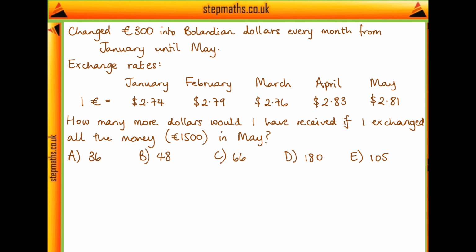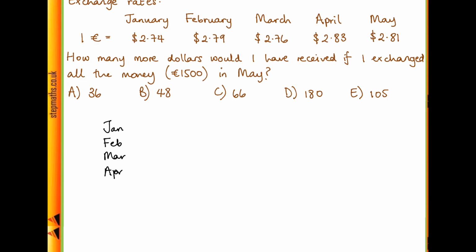What are the differences between the exchange rate each month and the exchange rate in May? For January, for each euro, I would have gotten $2.74 Bolandian dollars, whereas in May, I would have gotten $2.81. So for each euro I exchanged in January, I would have gotten $0.07, or 7 cents, less than if I'd exchanged that euro in May. Similarly, for each euro I exchanged in February, I would have gotten $0.02 less, or 2 cents less.